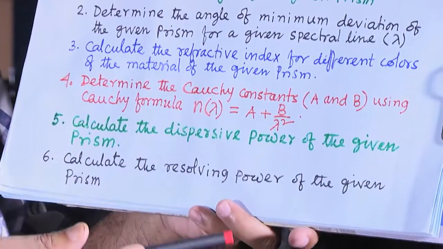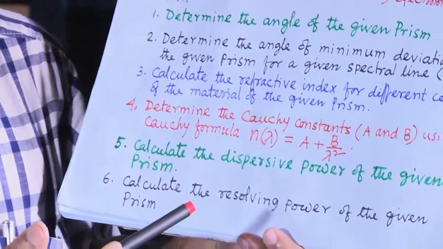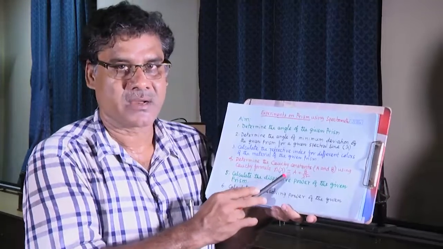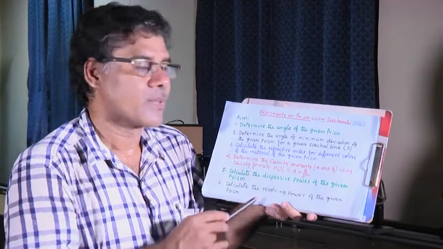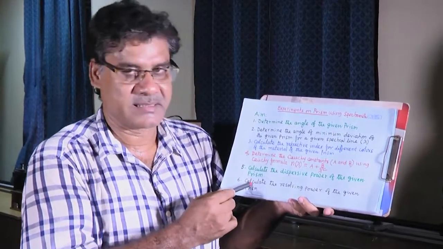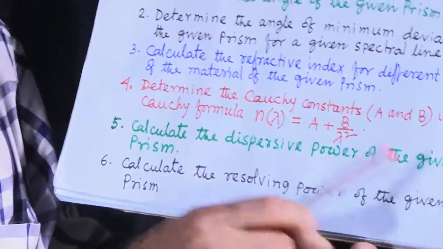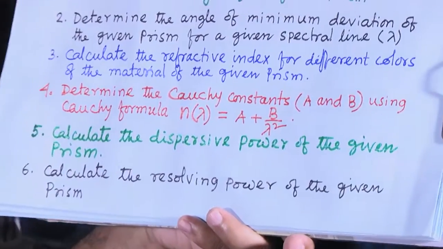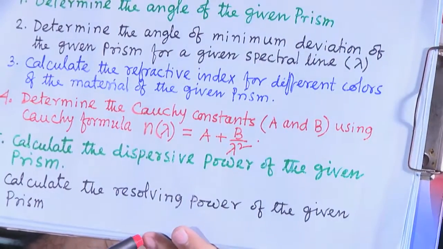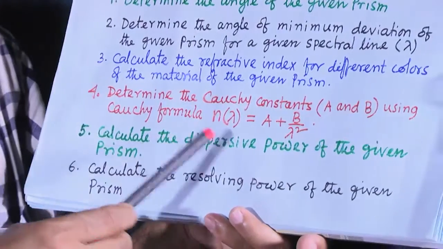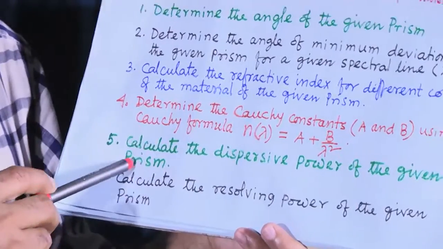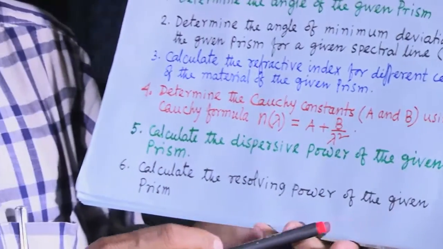So, this is the relation. Using experiment, one can find out this Cauchy constant. So, that also we will demonstrate, we will perform the experiment. Next, calculate the dispersive power of the given prism. Prism has dispersive power, that is because the refractive index depends on the wavelength. So, dispersive power of the prism one can calculate. Also, one can find out the resolving power of the given prism.